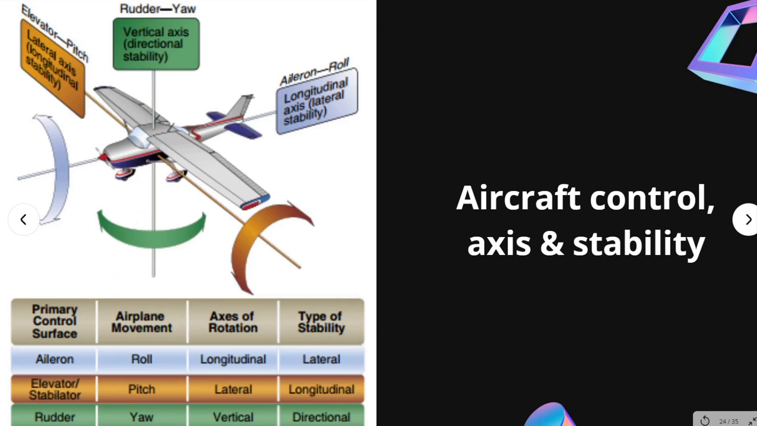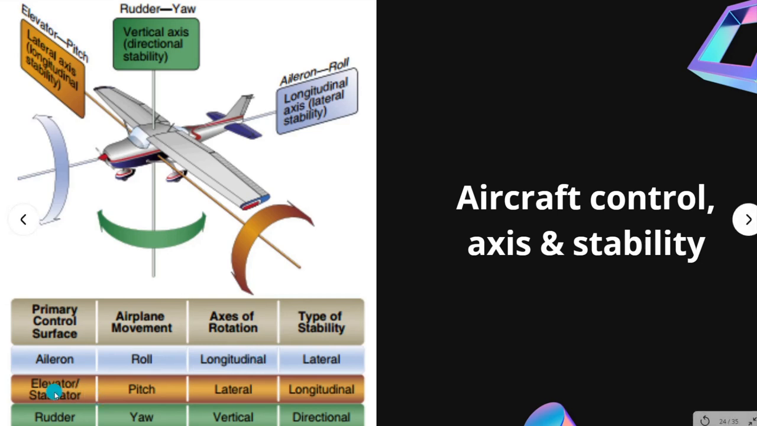Coming to the fourth column, that is the stability column. The ailerons are used to provide lateral stability to the aircraft. When the aircraft rolls about the longitudinal axis, this lateral axis also rolls with the aircraft, right? So the name lateral stability came from this. The aircraft is rotating about the longitudinal axis, but it is stabilizing the lateral axis. So the type of stability is lateral stability.